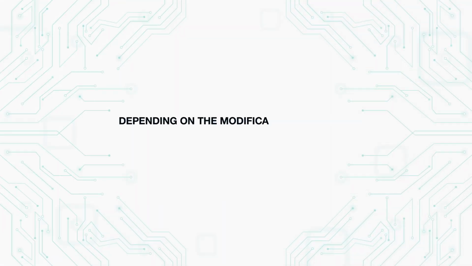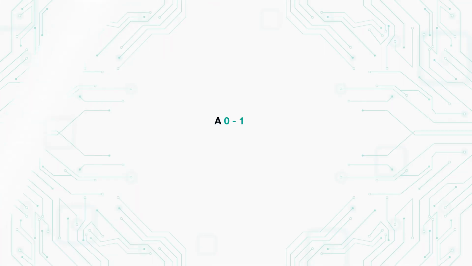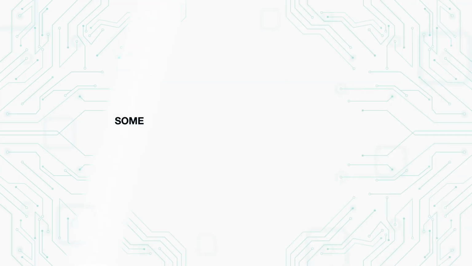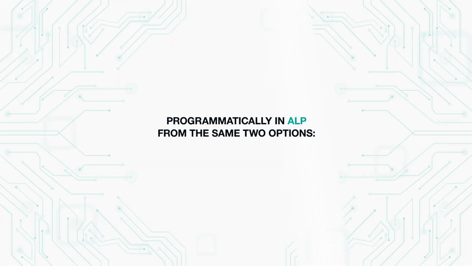Depending on the modification and model of your PR, the analog output can operate in one of the following modes: a 0 to 10 volt or a 4 to 20 milliamp current signal. Some devices also have universal outputs, where the mode can be selected programmatically in ALP from the same two options, 0 to 10 volts or 4 to 20 milliamps.